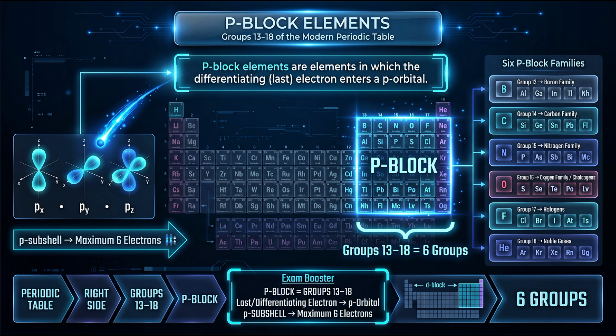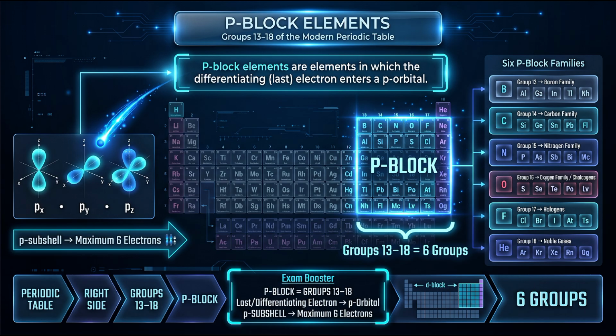P-block elements form an enormous variety of compounds. They can form ionic compounds, covalent compounds, molecular compounds, network solids, acids, bases, oxides, hydrides, halides, and many complex compounds. Nonmetals of the p-block generally form covalent bonds because their electronegativities are relatively high. Metals in the p-block can form ionic or metallic compounds. This tremendous variety is one of the reasons p-block chemistry is considered one of the largest and most important parts of inorganic chemistry.